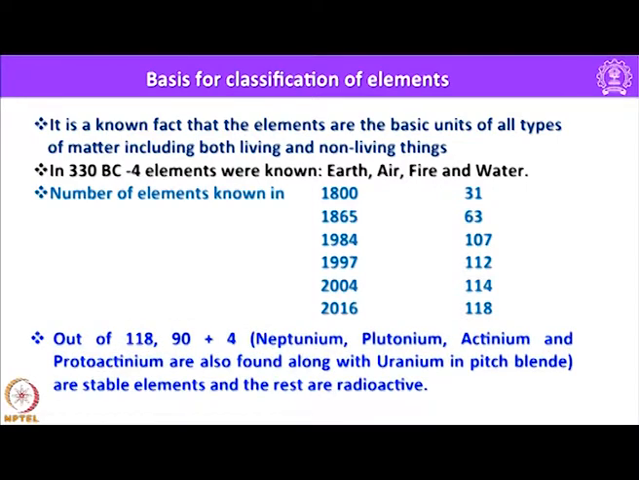named. So, out of these 118 elements, 90 elements plus another 4 elements such as neptunium, plutonium, actinium and protactinium are also found along with uranium as trace elements in pitchblende. So, 90 plus these 4, that is 94 elements, are essentially naturally occurring elements, and the remaining 24 elements are radioactive or man-made elements.